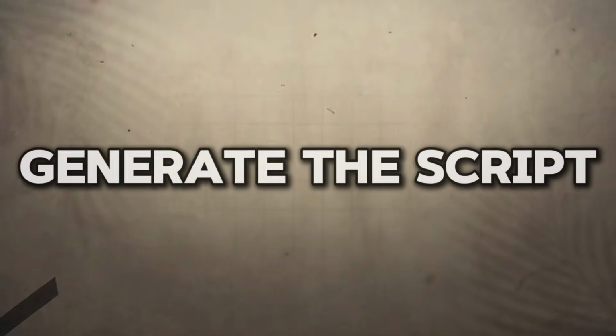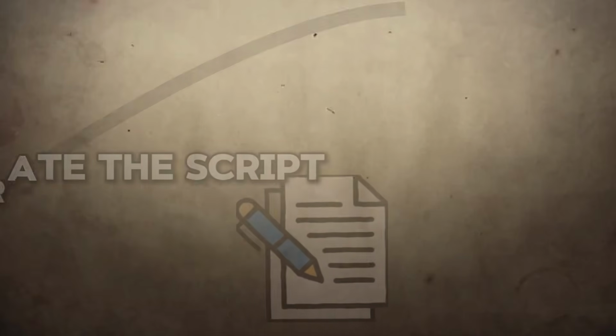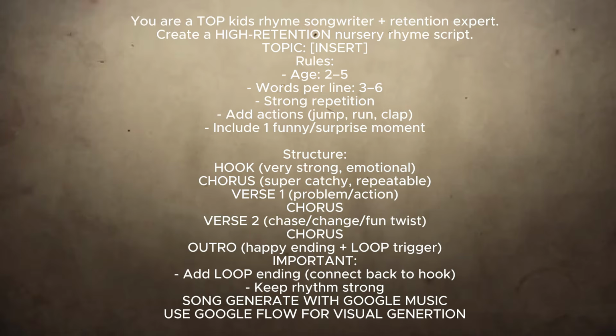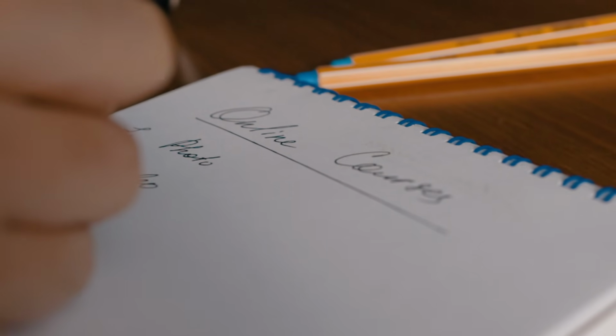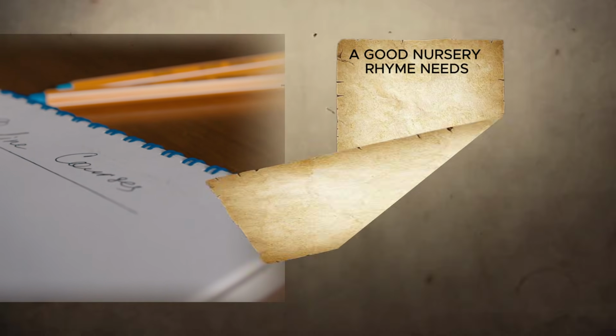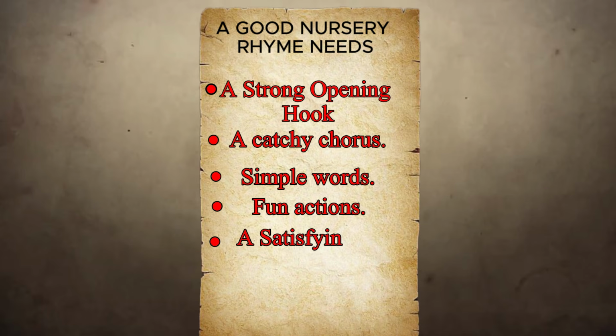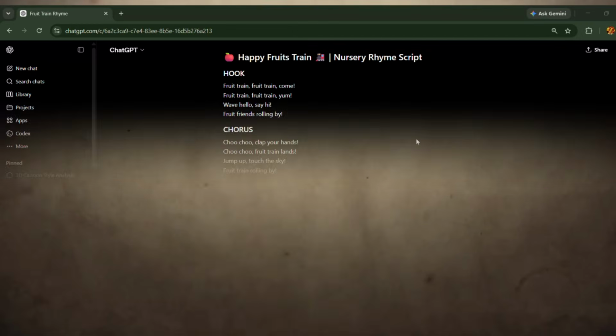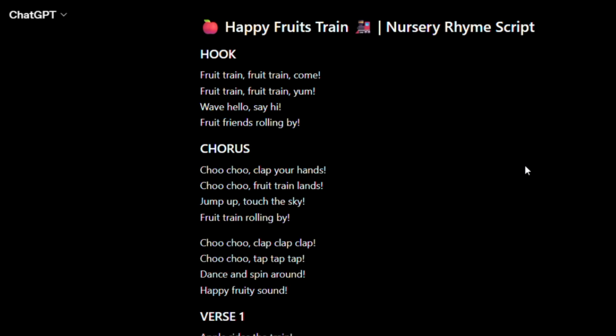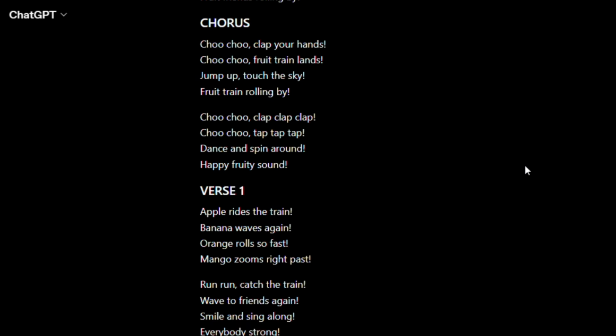Step 2. Generate the script. Take your idea and drop it into your nursery rhyme script prompt. But here's the thing, you're not writing a song, you're engineering replays. A good nursery rhyme needs a strong opening hook, a catchy chorus, simple words, fun actions, and a satisfying ending. The script should also include repetition, because repetition helps children remember and sing along.